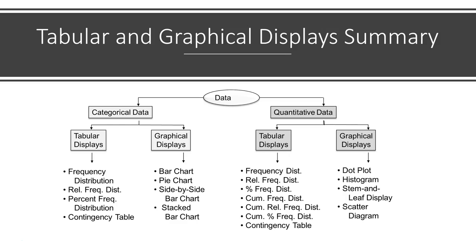But when we have quantitative data, the tabular displays are basically the same ones that we had before, right? So we have frequency distributions, relative frequency distribution, percent frequency distribution, but now we also have the cumulative frequency distributions as well. Graphical displays for quantitative data include dot plots, histograms, stem and leaf displays, as well as scatter diagrams.